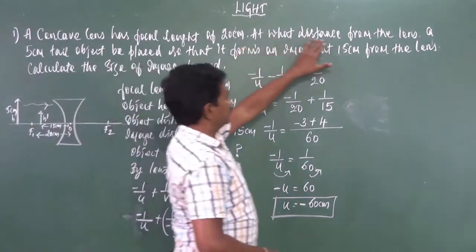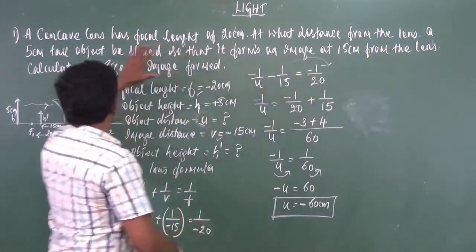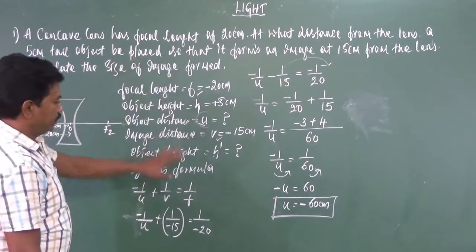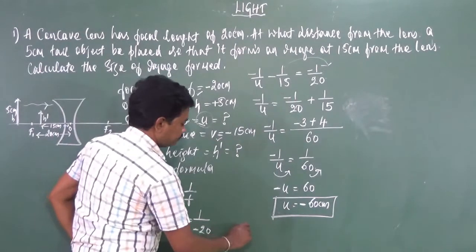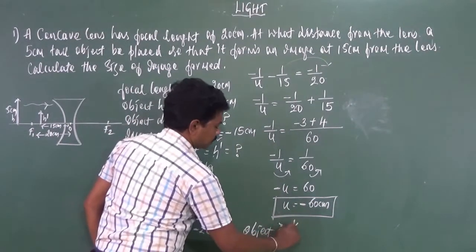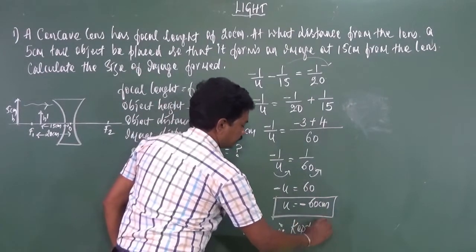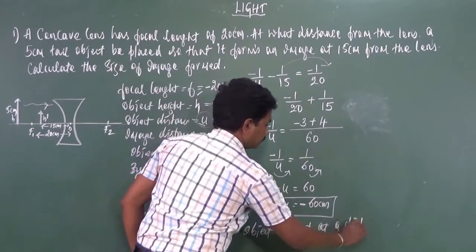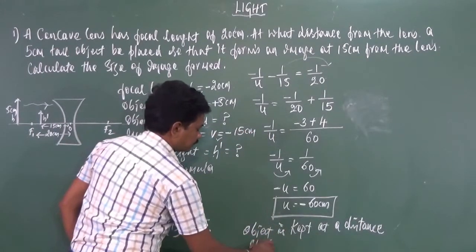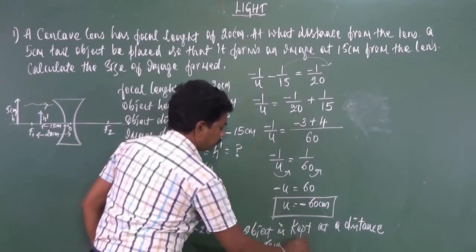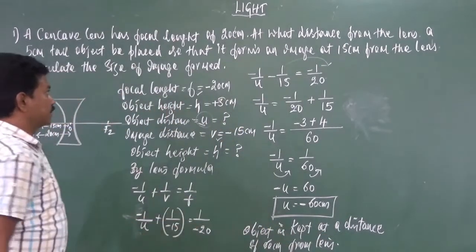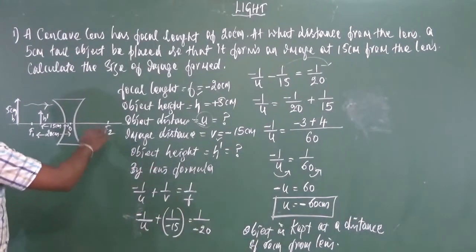At what distance from the lens should the 5 centimeter tall object be placed? So that's the answer. Here we have to keep the object at a distance of 60 centimeters from the lens. Okay, this is the first answer we have got. So let us get into the second answer here.